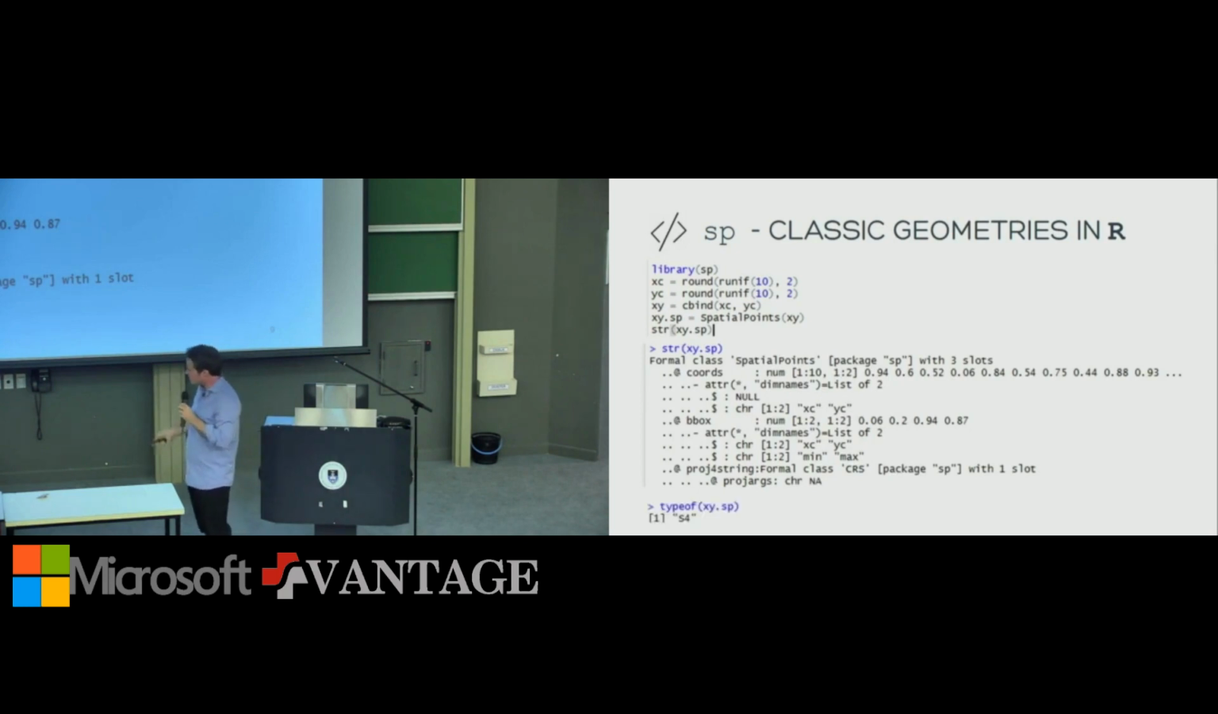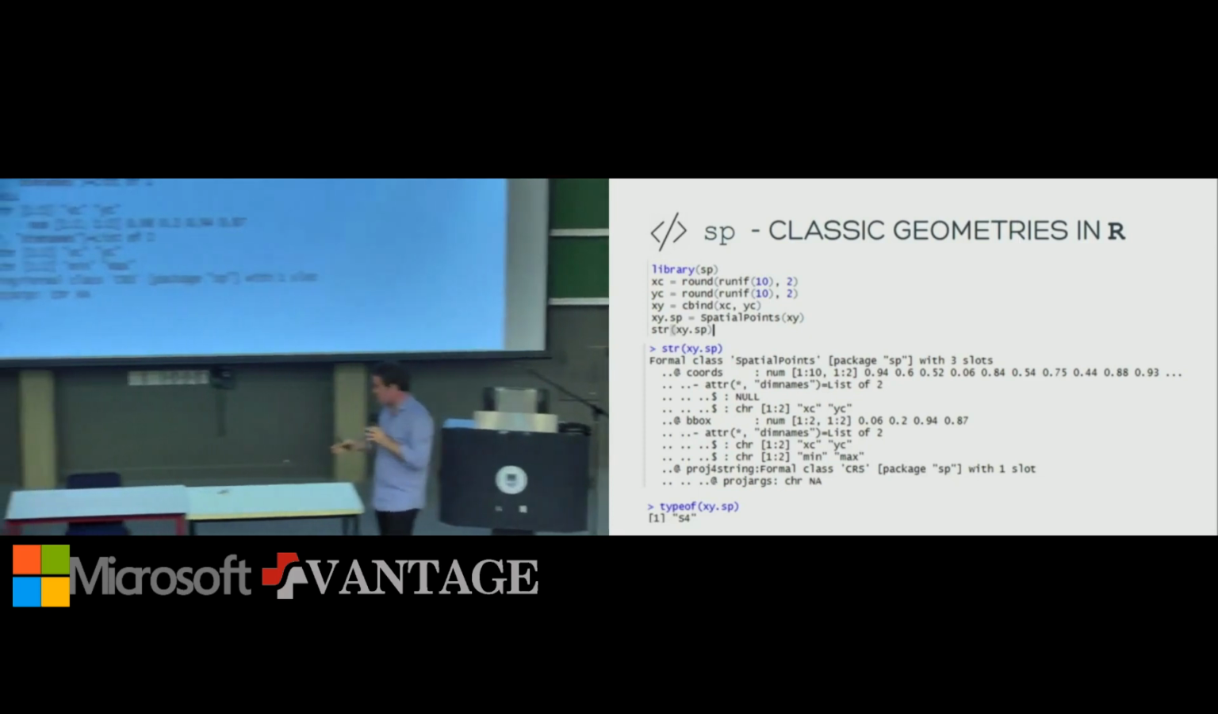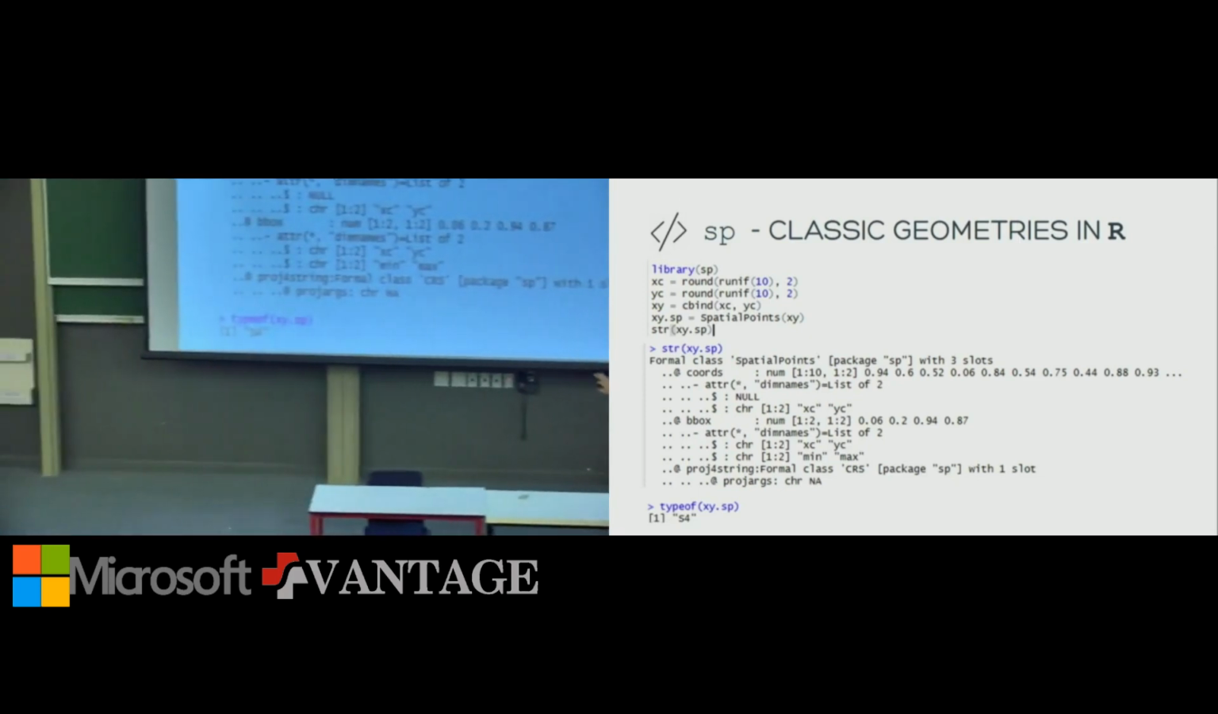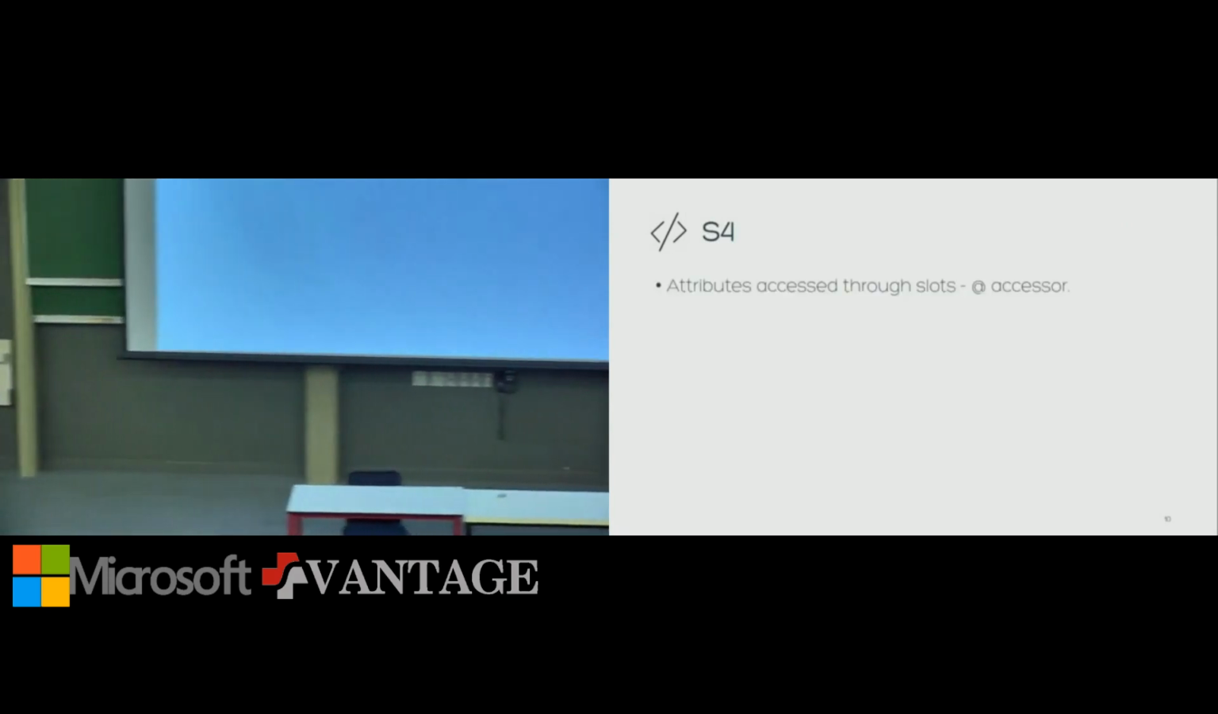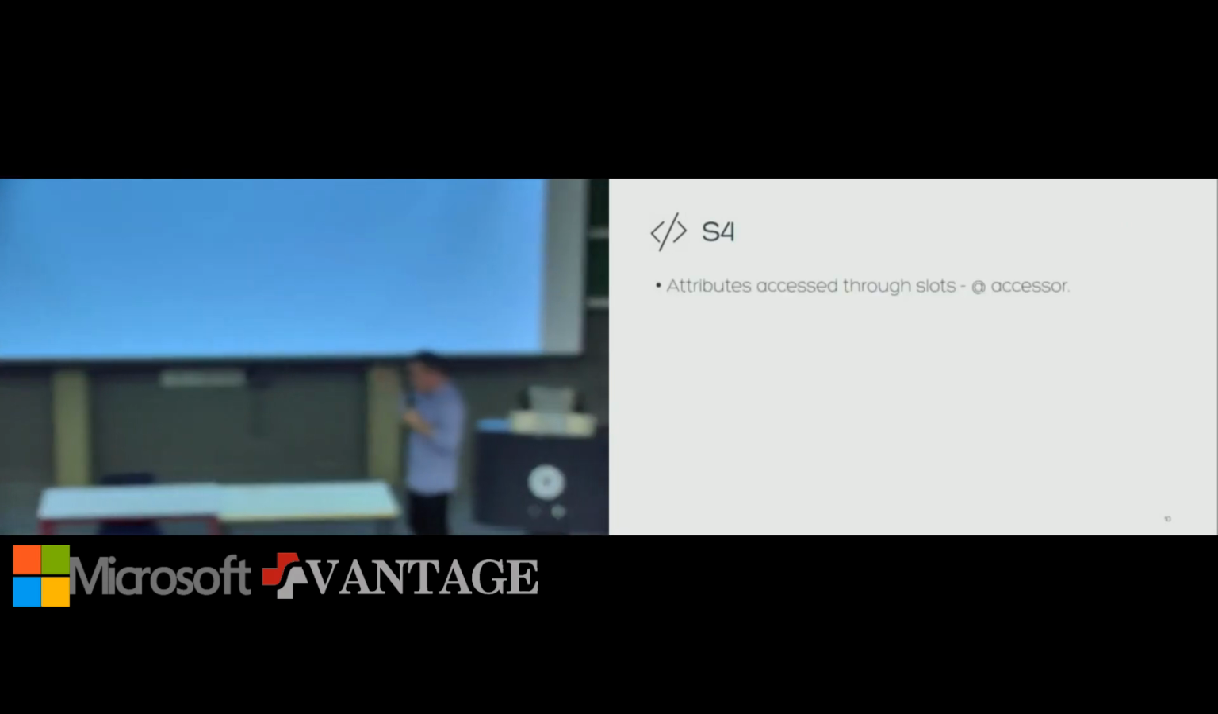Okay, it's a bit icky. Turns out this is an S4 class. So when you look at it, it's really not pretty. There's coords, a bbox, bounding box, and a proj4 string, which is the projection system. So S4 is a reference class system in R.